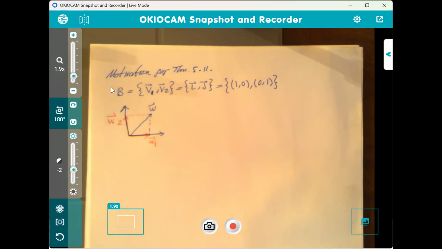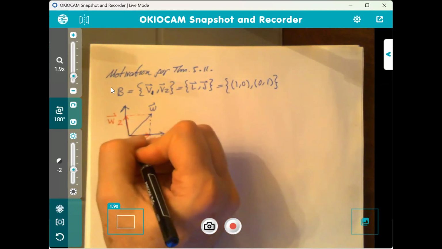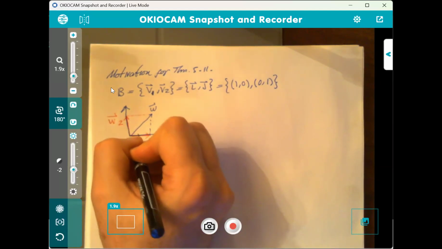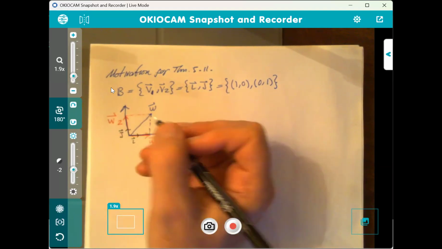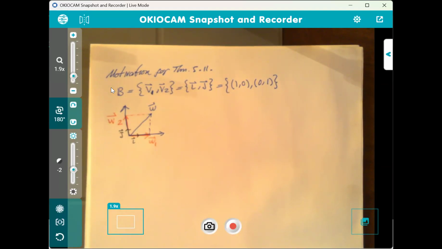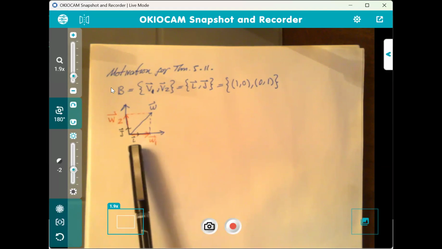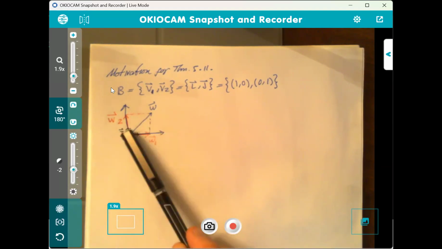Okay, so there we have those. Now, where are the ij vectors here? The i vector is the horizontal vector of magnitude 1. So let's say this is i, and this is j. And as you can see, the reason we like orthonormal bases is because we can write any vector.